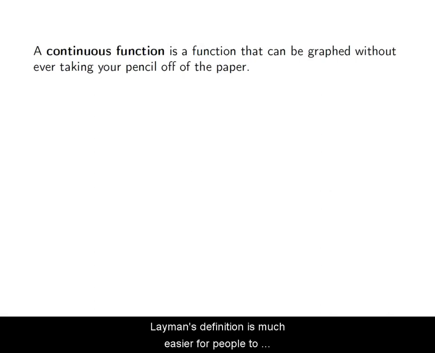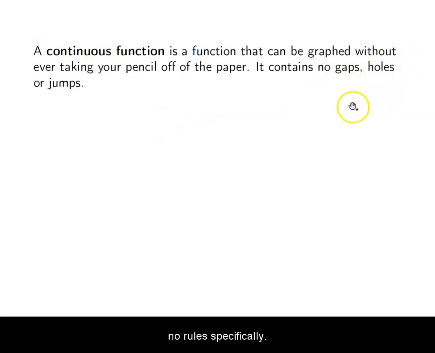Okay, so a continuous function is a function that you can draw all with one swoop. You never should have to lift your pencil off the paper, technically, to draw a continuous function. That's why it's called continuous. There's no breaks, there's no jumps, there's no gaps, there's no holes specifically. It is just one smooth continuous function.